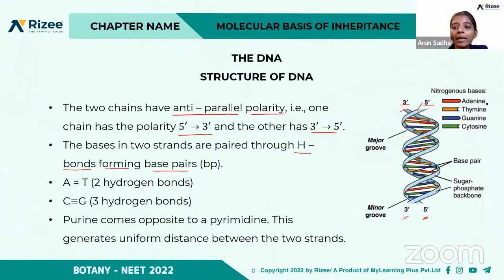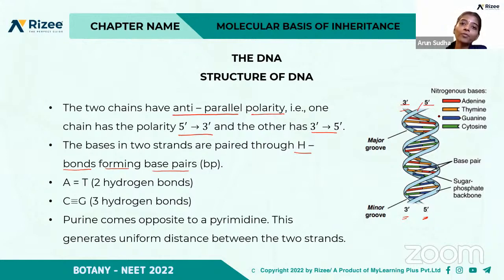So adenine and thymine. So adenine is a purine, right? And thymine is a pyrimidine. So there always occurs a bonding between purine and pyrimidine. So whenever a purine is present here, a pyrimidine will be present here in the next nucleotide chain. So purine comes opposite to a pyrimidine. So as a result of it, that uniform distance is maintained. So guanine is a purine base and cytosine is a pyrimidine base. So purine always binds with the pyrimidine.